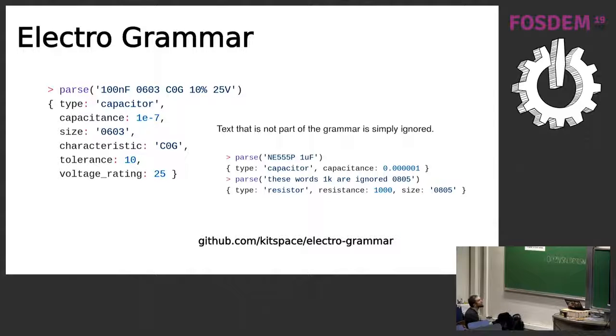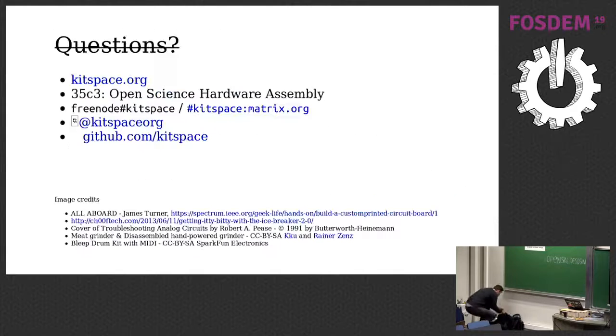I developed this JavaScript library to parse electronic component descriptions. That's a real convenience if you've got a lot of different components that you know by these descriptions rather than by the exact part numbers, and it goes from that to that. So that's part of the bill of materials editor as well.